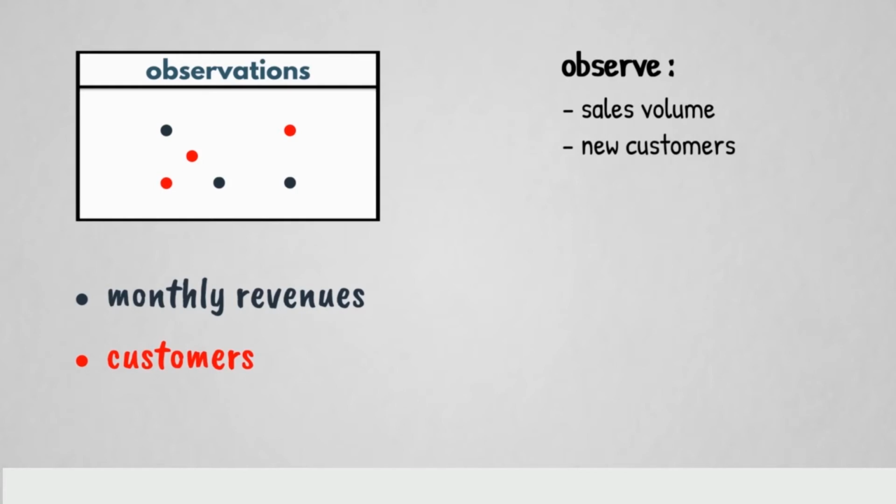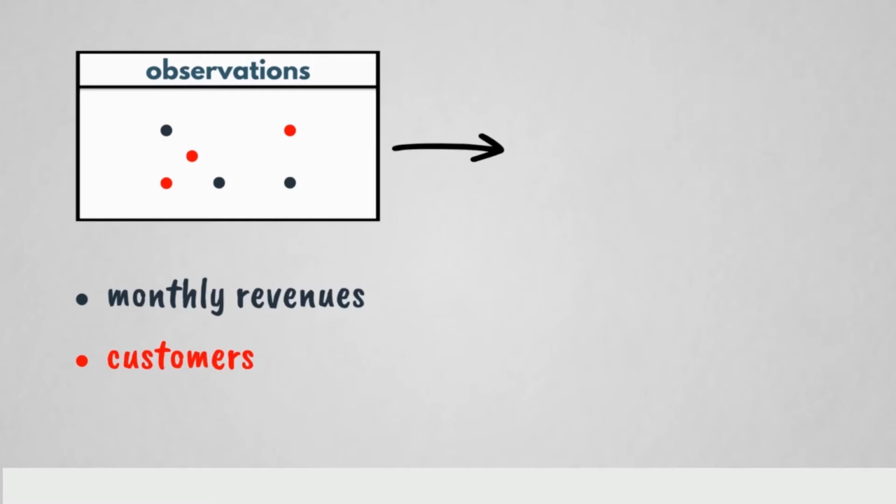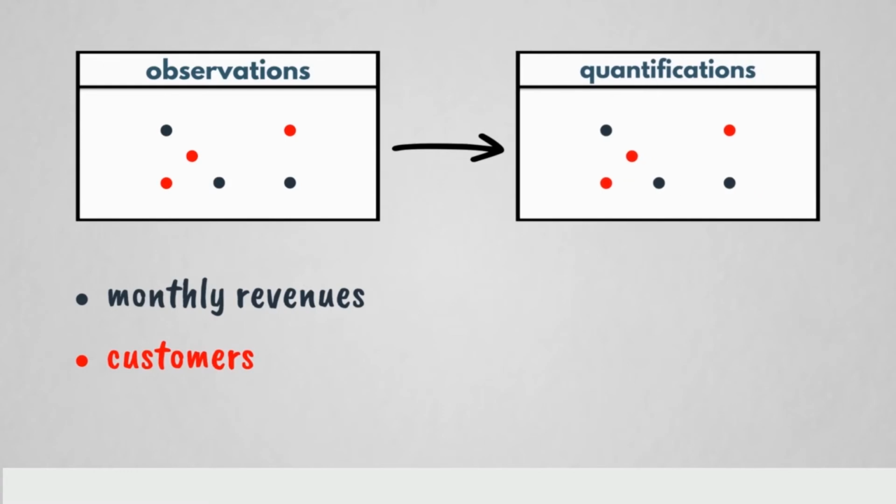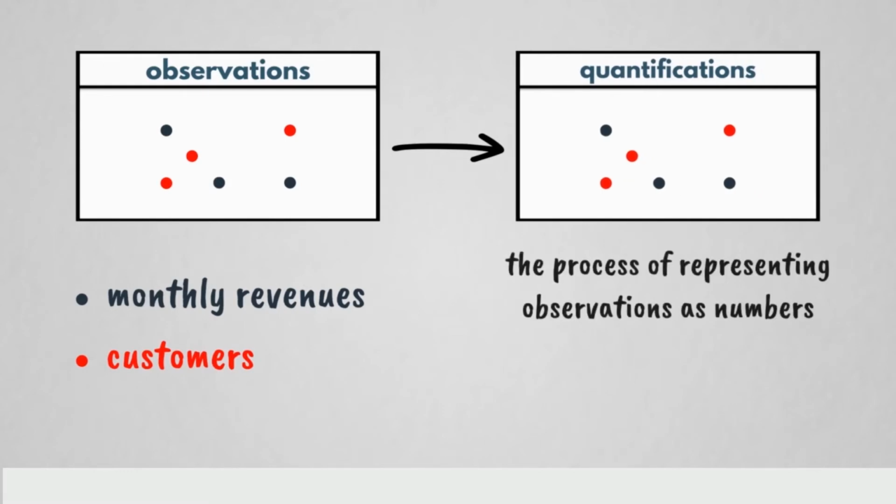Okay, so how do we measure business performance? We start by collecting observations. For instance, you can observe variables such as sales volume or new customers who have enrolled in your website. Each monthly revenue or each customer is considered a single observation. This is all great. However, no mathematical manipulations can be applied to these observations. What we must do is quantify that information. Quantification is the process of representing observations as numbers.